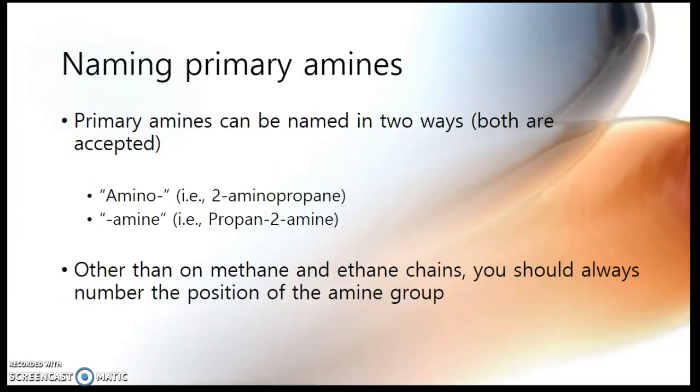So, how do we name primary amines? Well, there are actually two possible ways to name them. We can either name them as amino alkane, so for example 2-aminopropane, or alkane amine, so for example propane-2-amine. You should always number the amine group except on methane and ethane chains, because there are multiple different positions that the amine group could be at.